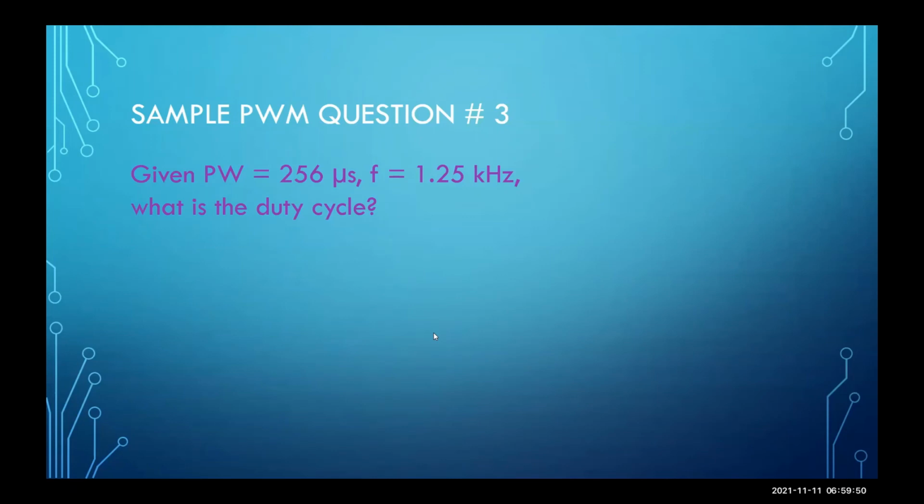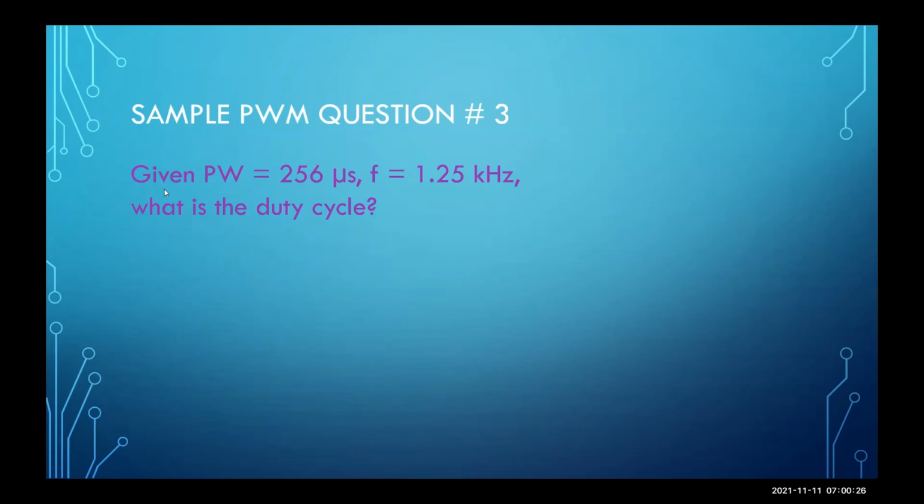All right, so the next example is where we are going to find the duty cycle. The first thing you need to remind yourself about duty cycle is that it is always in percentage. So whatever number you get, you need to convert it to a percentage, either multiplying it by 100 or dividing it by 100, depending on which side it is. That is the key thing to remember when it comes to duty cycle.